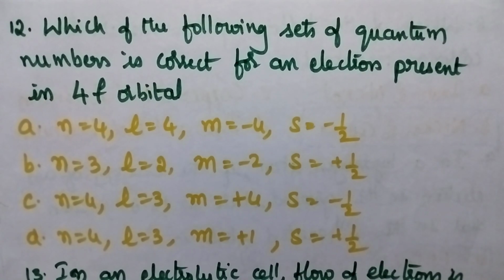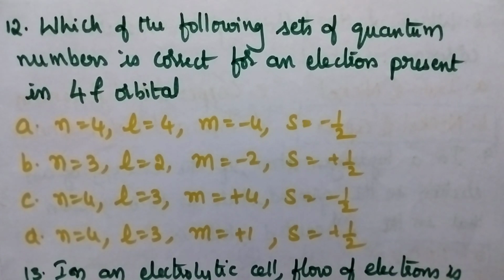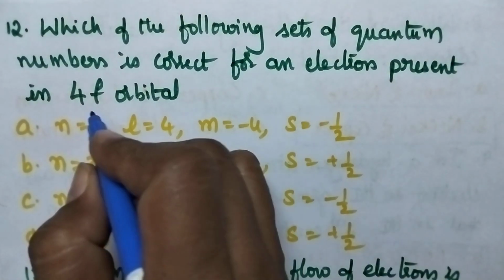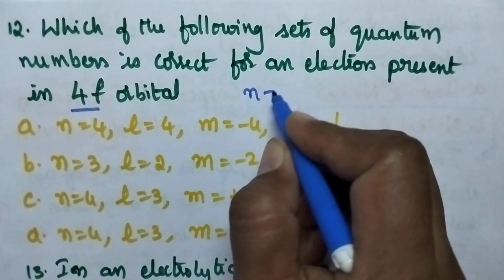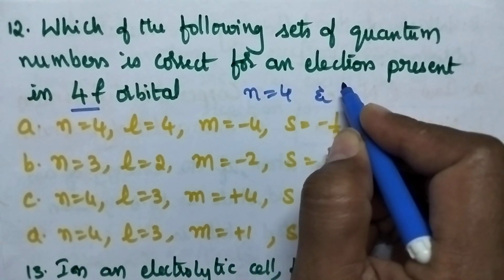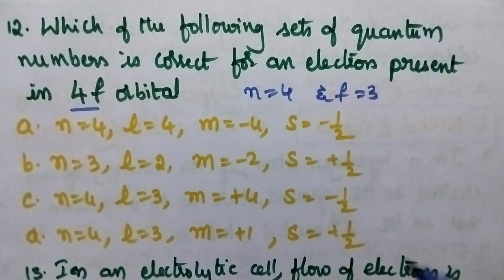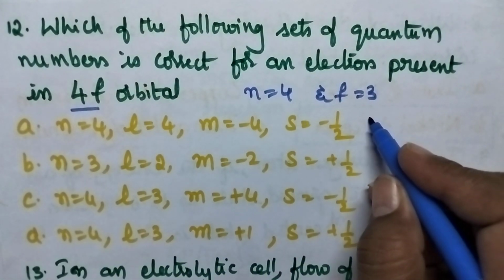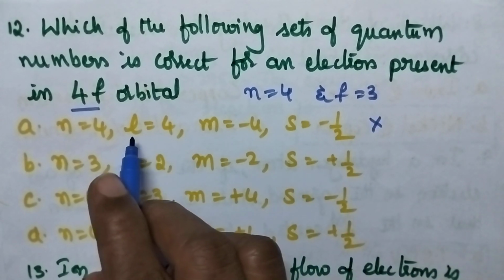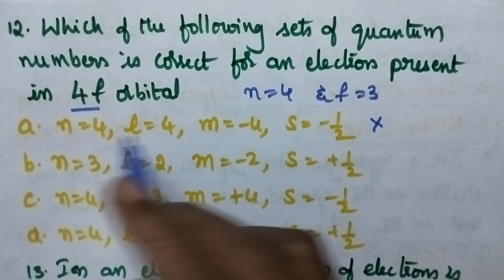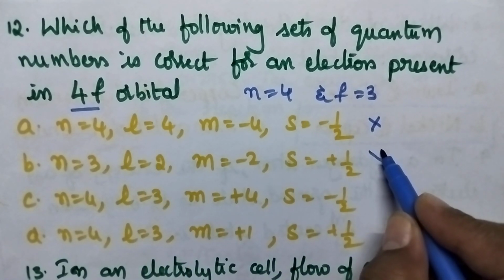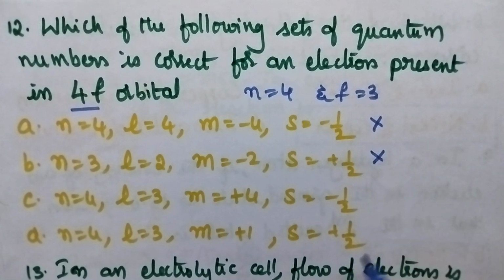Coming to the 12th question. Which of the following sets of quantum numbers is correct for an electron present in the 4f orbital? For the 4f orbital, n is equal to 4 and l equal to 3. On verification, here option A is wrong. Remember that the l value should not be greater than n. Here the l value is 2, that means it is the d orbital. A and B are not the correct answers.